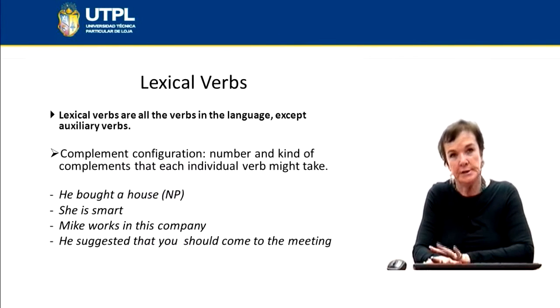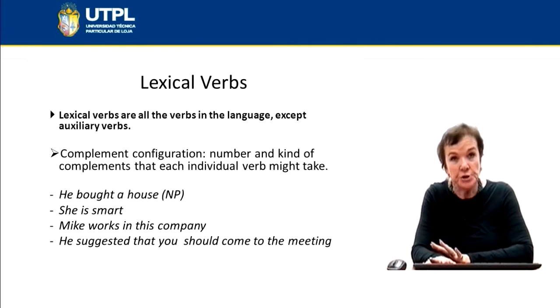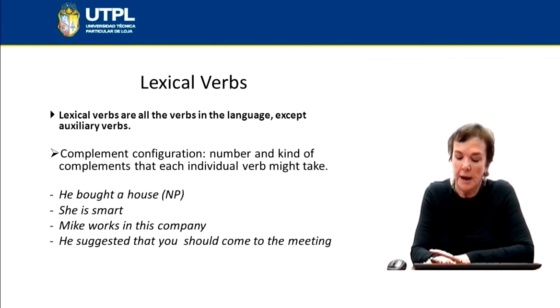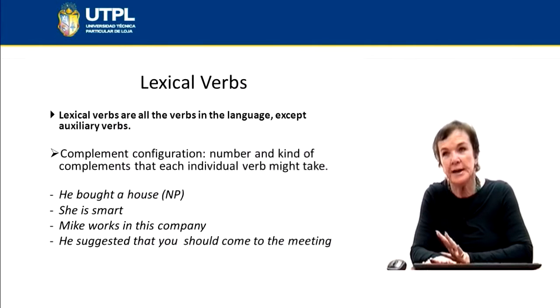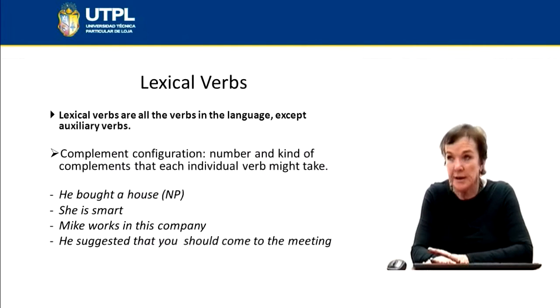The difference is that lexical verbs express meaning, and auxiliary verbs are only function words to express negation, to express questions, and so forth. Here, it is important to talk about what is complement configuration. Complement configuration refers to the elements that follow a lexical verb, the types of complements that each lexical verb might take.